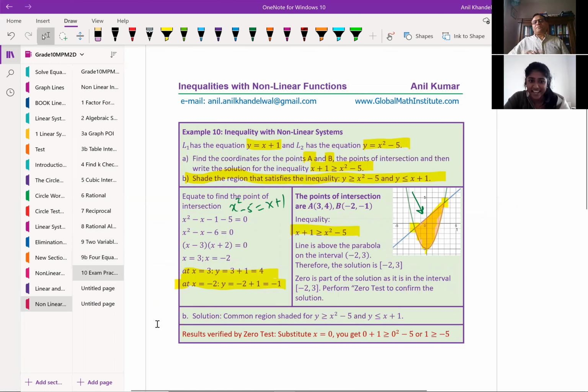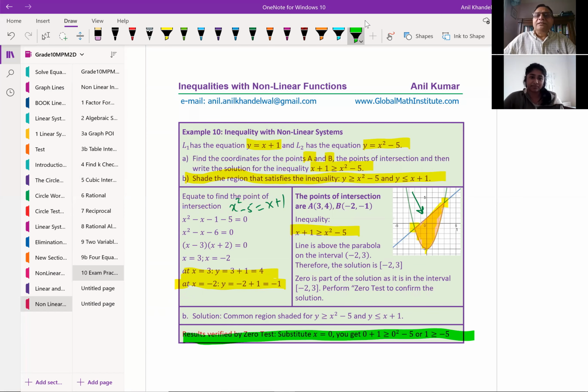And then finally, you've got inequality with nonlinear systems. So you've got 2 lines, and it pretty much works the same as we've done throughout, finding the points of intersection and things like that. And the 0 test is very important, just to confirm whether there is a solution or not. So, that is perfectly said.